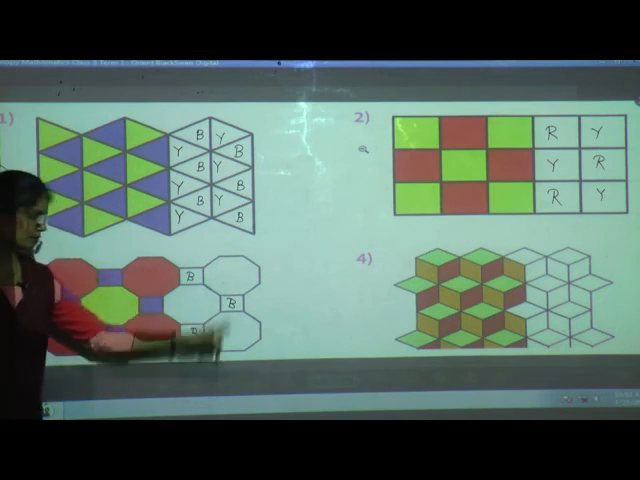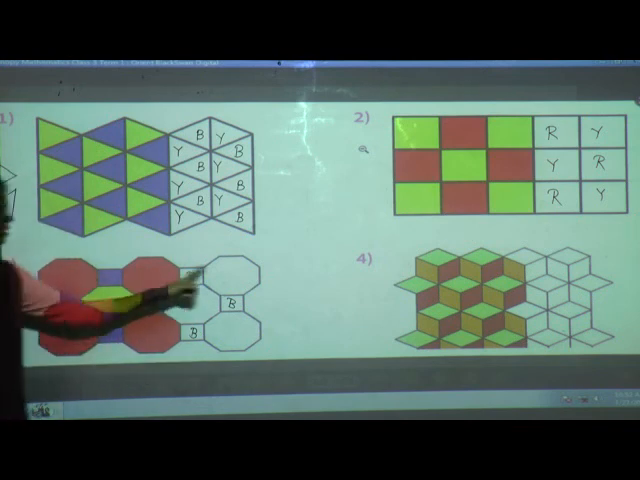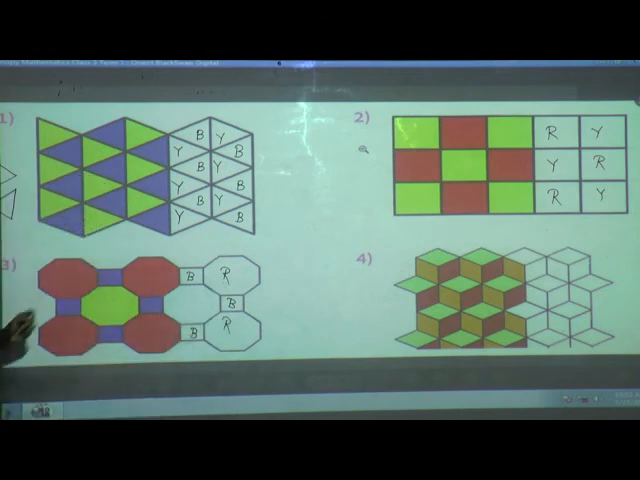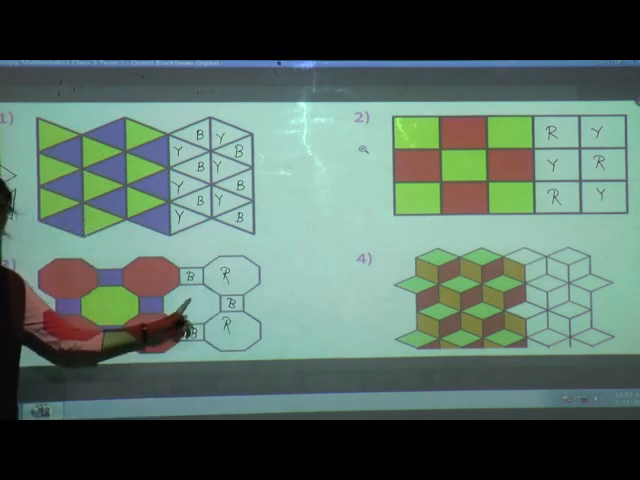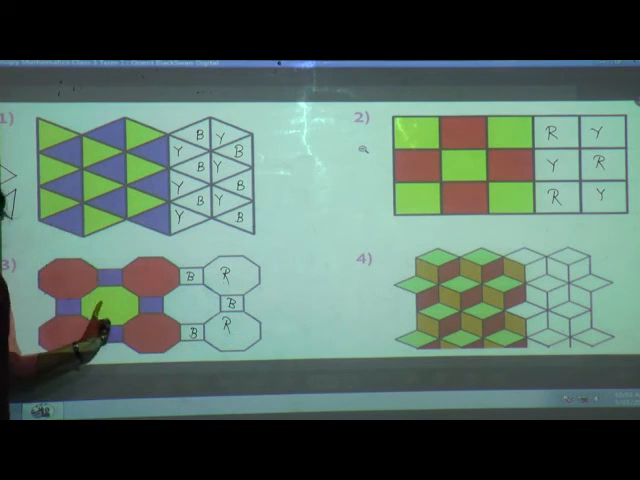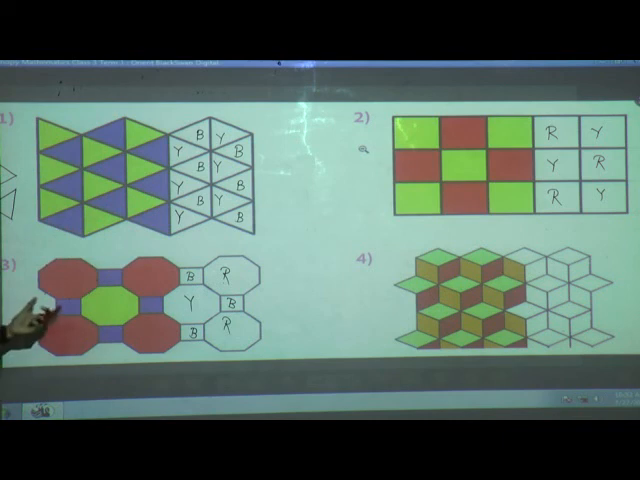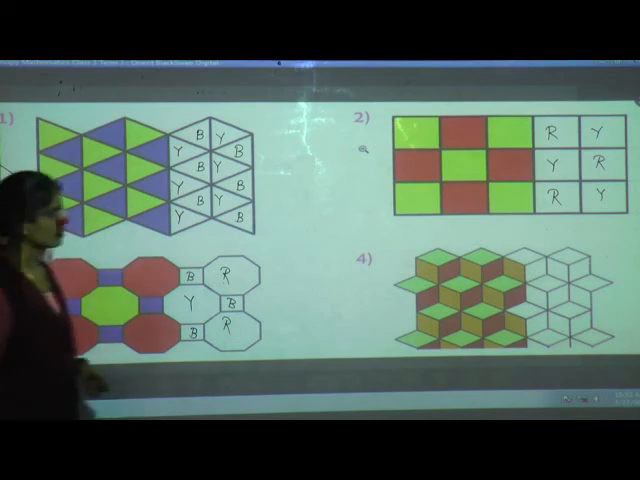Now see the octagon. This is red. Here red will come and here also red will come. Now this middle octagon is with yellow color. So here also we will give yellow color. So in this way complete this third pattern.